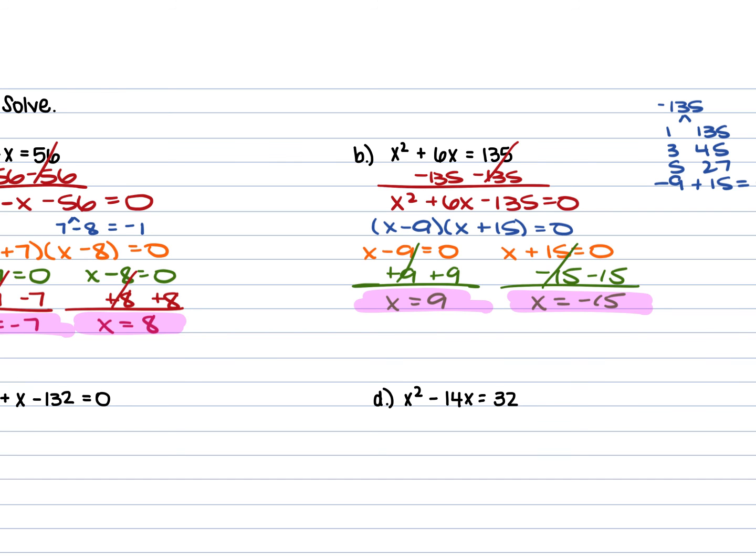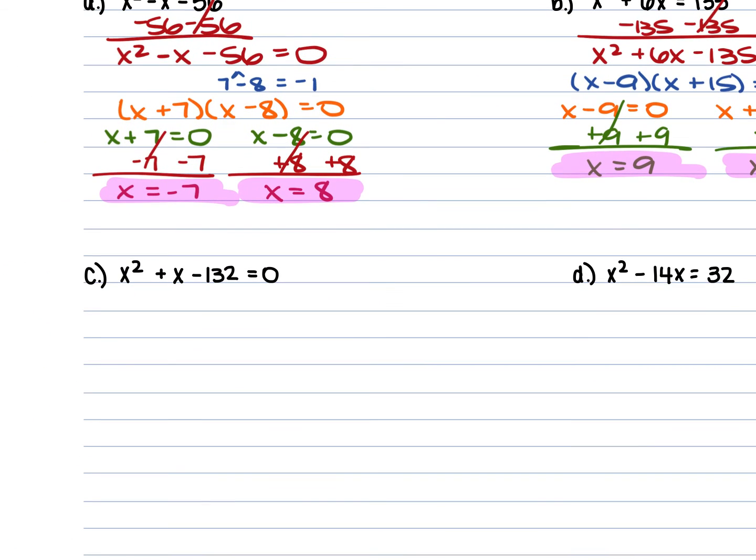For example C, we have x squared plus x minus 132 is equal to 0. For this equation, we're already equal to 0, so we don't have to move anything over. So we're going to find the factors of negative 132 that add up to be a positive 1. Our factors of 132 that add up to be positive 1 are 11 and 12. If the 12 is positive and the 11 is negative, that gives us a positive 1.